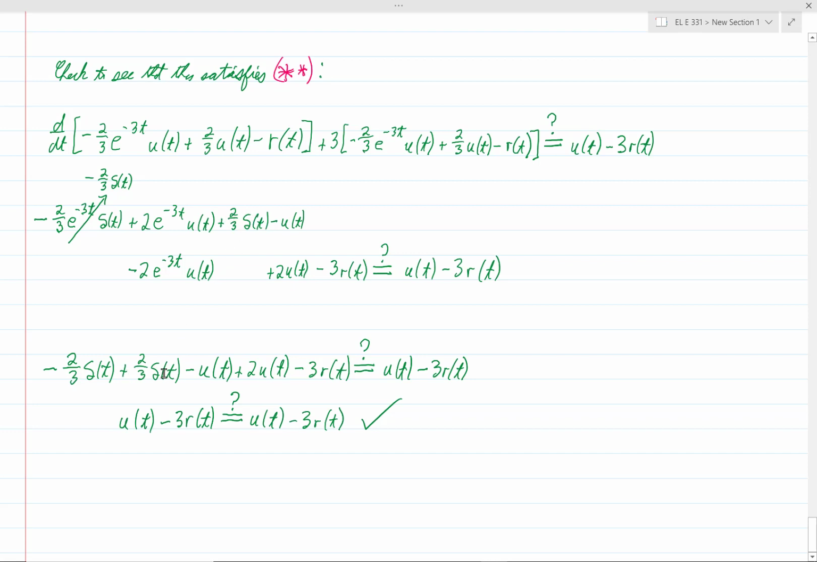Then 2/3 delta of t comes down right here. Minus u of t comes down right here. And this plus 2u of t comes down here. Minus 3r of t comes down here. And the right-hand side I just bring down as it is. And then you see that minus 2/3 delta of t cancels with 2/3 delta of t. The minus u of t plus 2u of t becomes u of t. Minus 3r of t just comes down. And so we have u of t minus 3r of t equals question mark u of t minus 3r of t. And of course that is true. And so this technique seems to indeed work for finding the ramp response of a system.